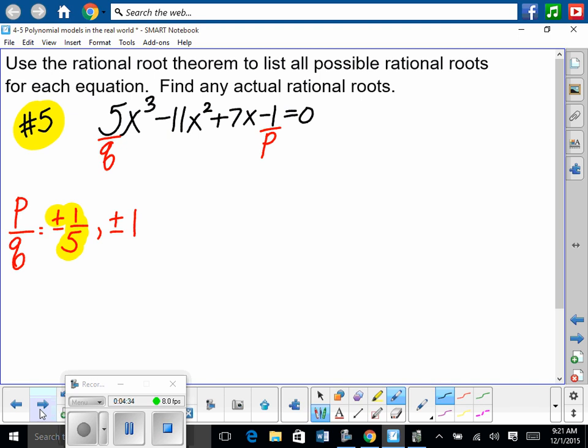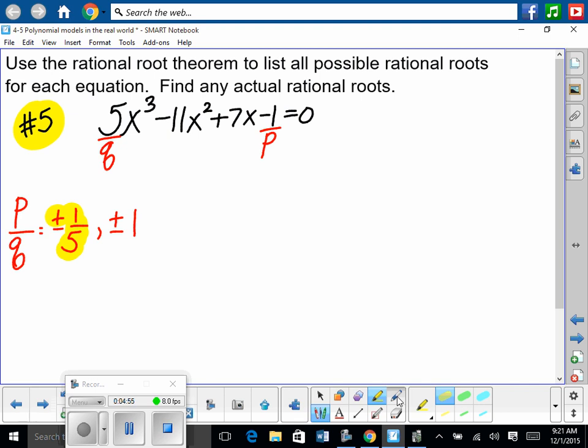So now everybody look with me. This one you have to use synthetic division. You have no choice. Or I guess long division, but that would be a nightmare. So let's look at this one. It says use the rational root theorem to list all possible rational roots. So we did that. We listed the possible rational roots. And then we used our calculator, and we found that an actual root was 1/5.